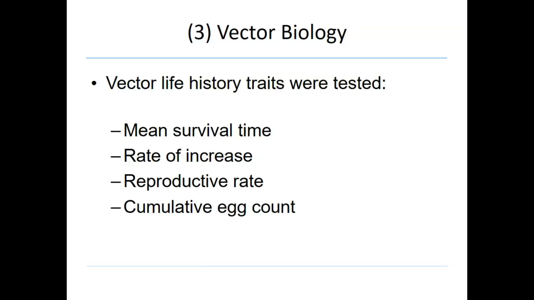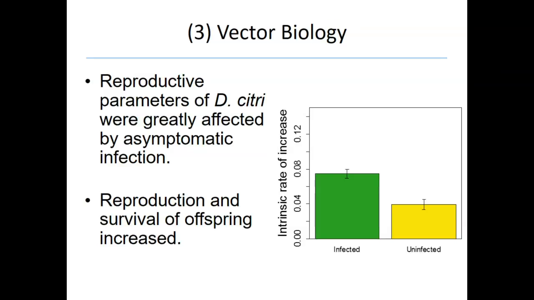We tested all the life history traits we could about these vectors, trying to see if there were any similar stories between a symptomatic and asymptomatic infection, and if there's any sort of effect going on. What was very interesting is that Diaphorina citri, the psyllid, which was the only one that we could actually successfully cultivate in the lab, unfortunately, Hishimonus is a bit of a pain.